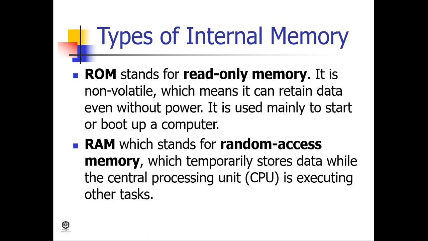Once the operating system is loaded, the computer uses RAM, which stands for Random Access Memory, which temporarily stores data while the Central Processing Unit or CPU is executing other tasks. With more RAM on the computer, the less the CPU has to read data from the external or secondary memory or storage device, allowing the computer to run faster.